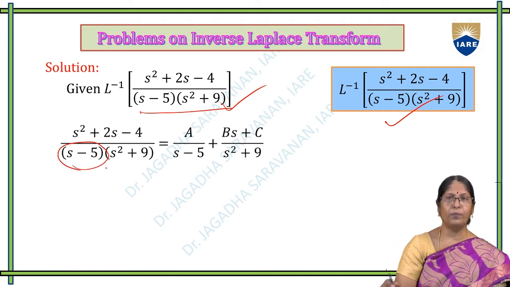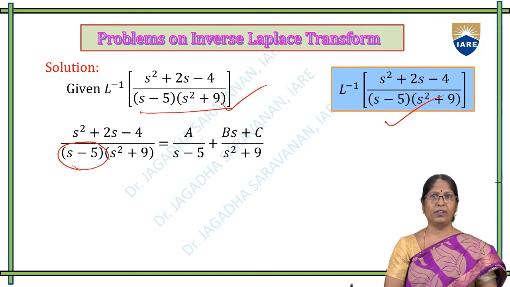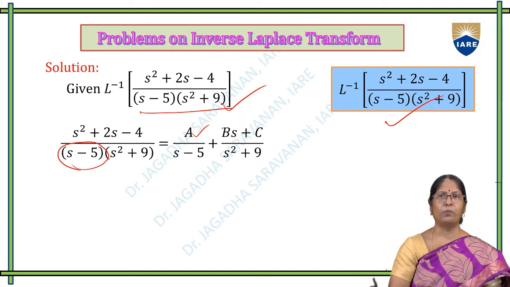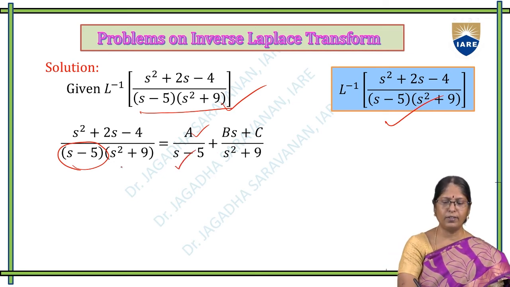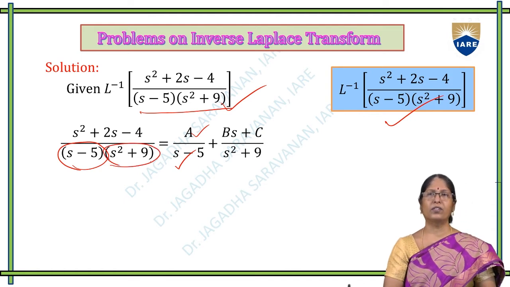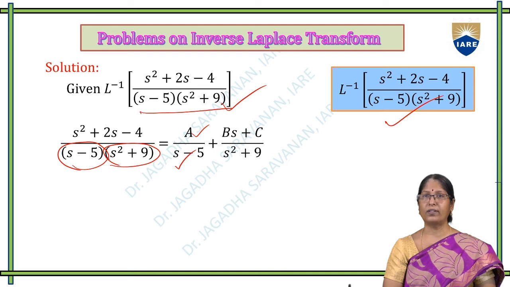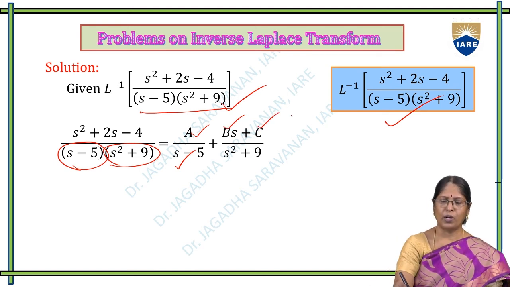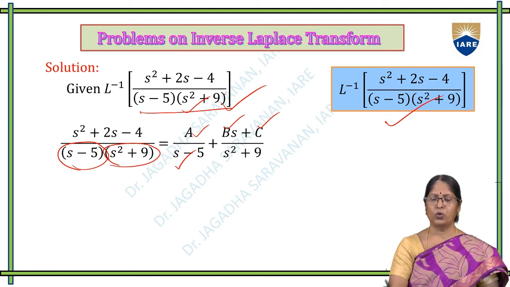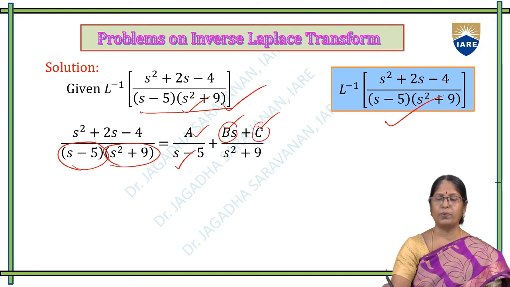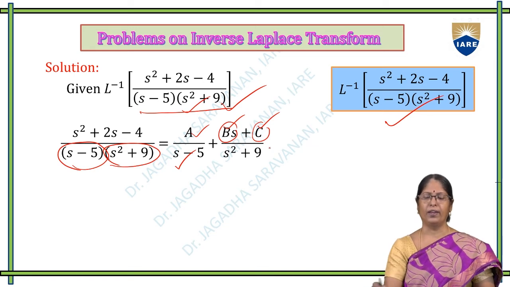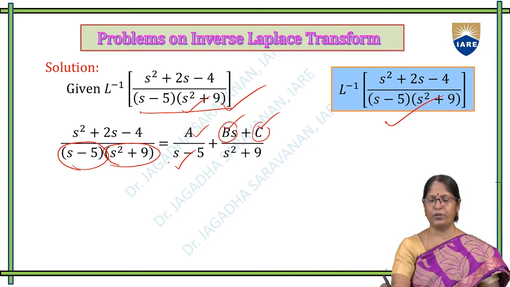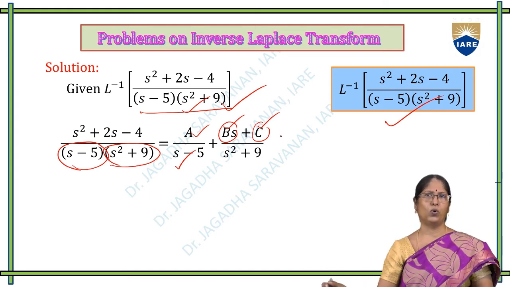This factor gives a real number. If it is real, then we will write any one variable, capital A divided by s minus 5. Whereas for s square plus 9, which we discussed just now, the result is complex. If it is complex, then we use the variables B and C, in terms of the s variable. So B into s plus the next variable C. That is, in order, we have taken A, B, C. Suppose the problem continues, next we will write D, E, and so on.